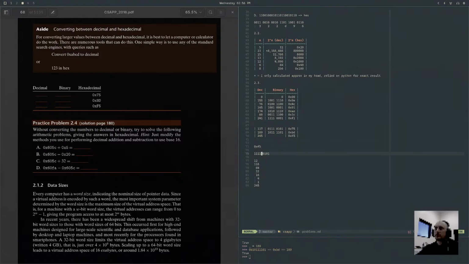245, and all this. Paste it there. Say 245 is equal to 0b11110101, which is equal to 0xf5. Bam.